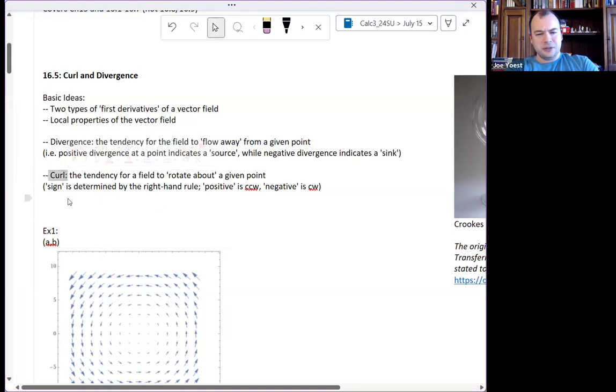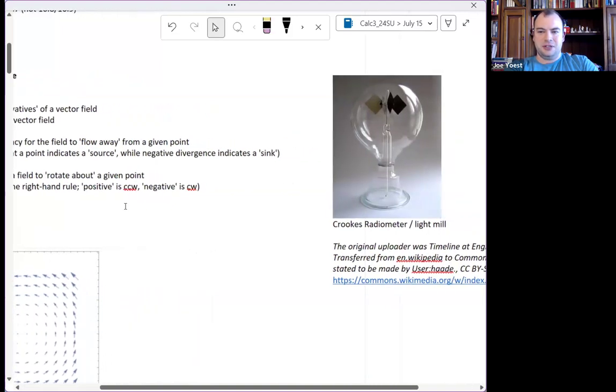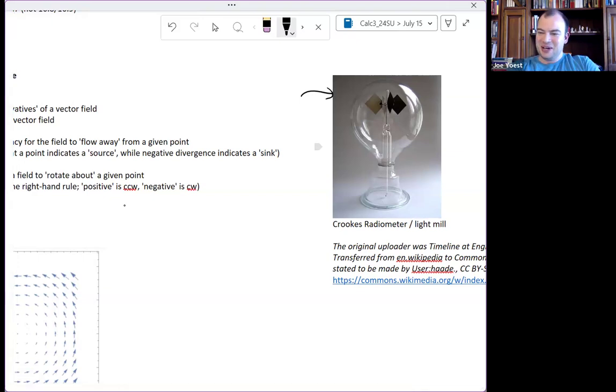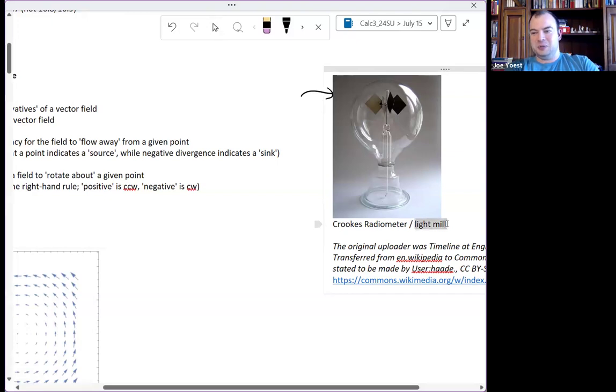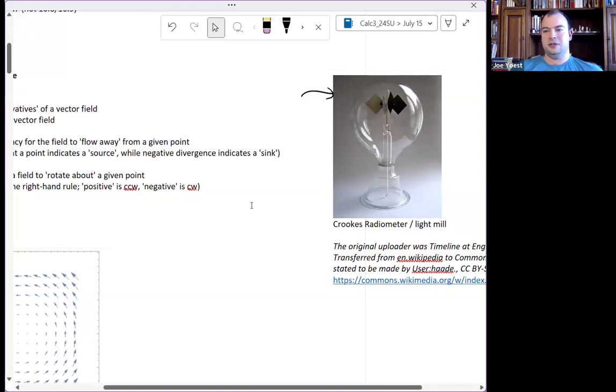Curl is a little more difficult to define. It's, in a sense, the tendency for a field to rotate about a given point. And the way that I like to think of this is, if you've ever seen one of these before, this is called a Crookes radiometer. I didn't remember what it was called until I looked it up. Or it's just one of these little light spinny things. Basically, you have a tube here that's a vacuum, or very near to a vacuum. And inside of it, you have this little paddle wheel. The paddle wheels on one of the sides are white and the other side are black.